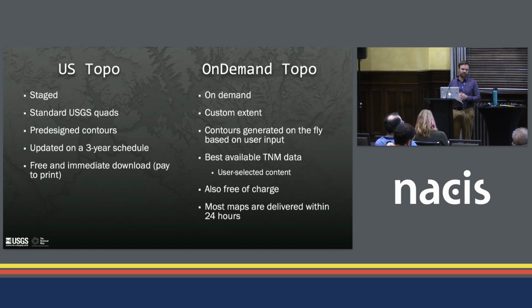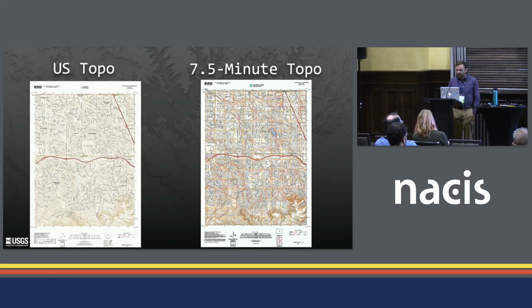And most maps are delivered within 24 hours, but we do ask, give us up to 5 days in case things are going wrong or if there's a large hit, like a lot of people asking. So these are the 2 comparisons side by side. They're very similar in design. We try to make them as uniform as possible, but because of the processing that we're doing on the fly, we can't have them be one-to-one exact matches.